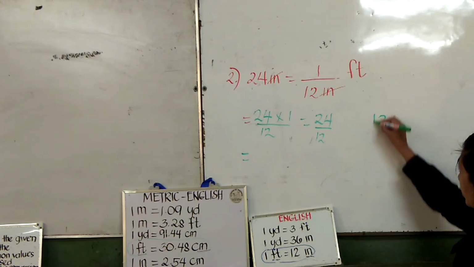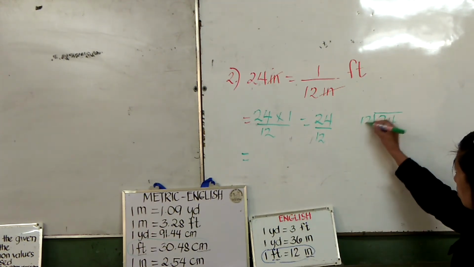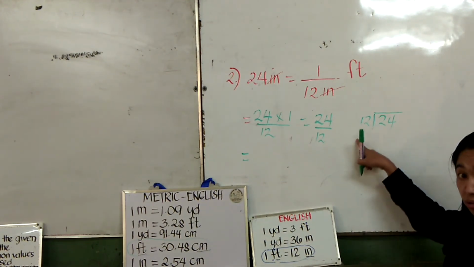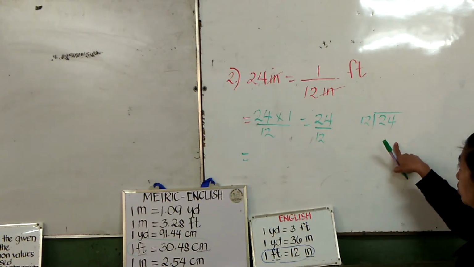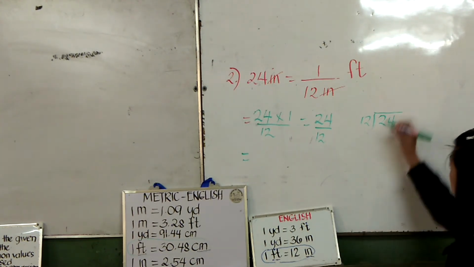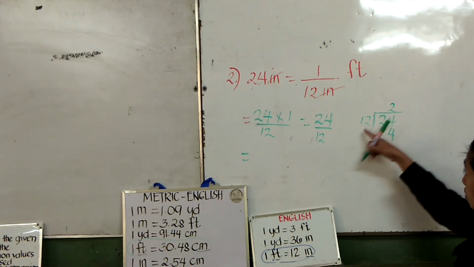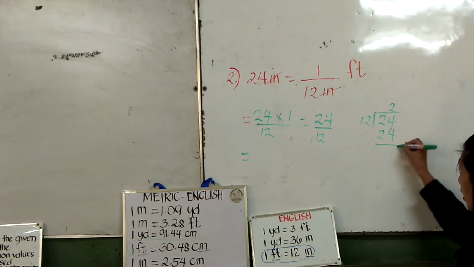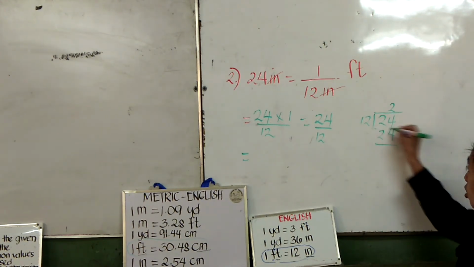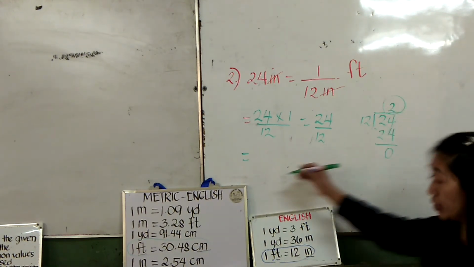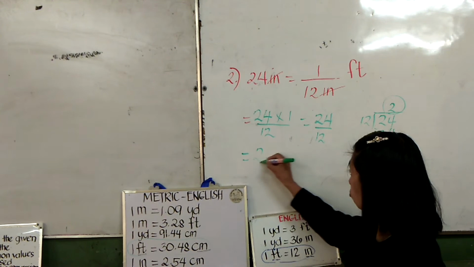24 divided by 12. Okay, so how many 12s are there in 24? So there are 2. Okay, so 2 times 2, 4, 2 times 1, 2. Then you subtract 24 minus 24, that is 0. Therefore, the answer is 2.